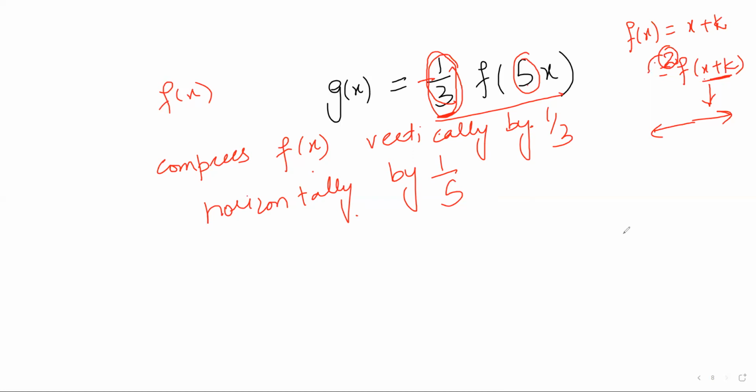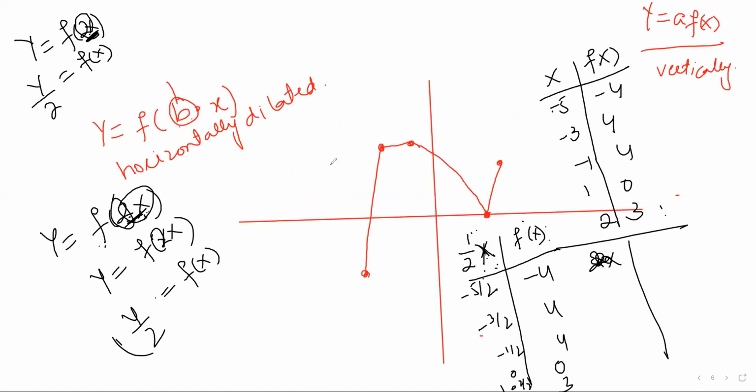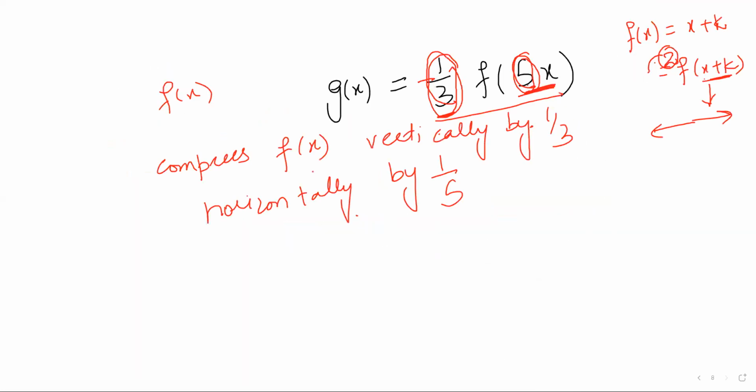But why 1 by 5? Why not 5? That is what I'm telling you, that whenever you have the factor inside the bracket, you need to take the reciprocal. This is what we did over here. It was 1 by 2, but we multiplied the x coordinate with the 2. It was 2 and we multiplied with 1 by 2. Of course, we take the reciprocal. Inside, we take the reciprocal.